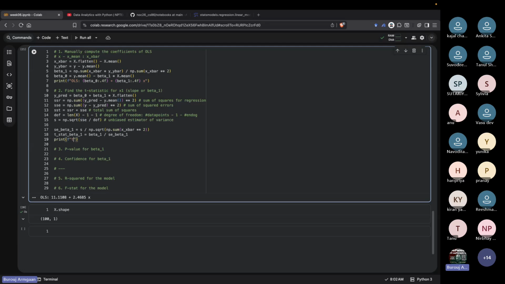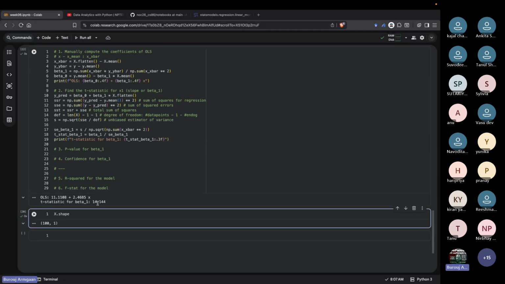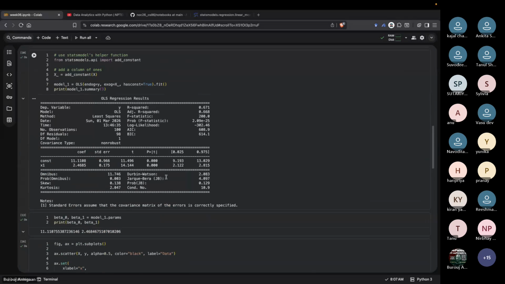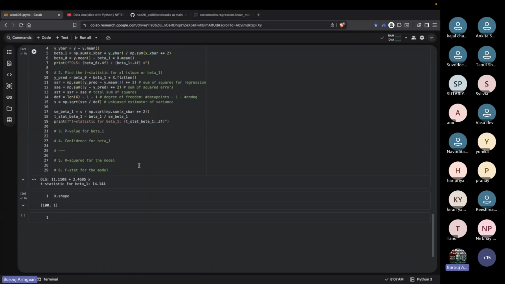So we can say our T statistic for beta 1 is equal to t stat beta 1, 14.144. We're getting the same thing.